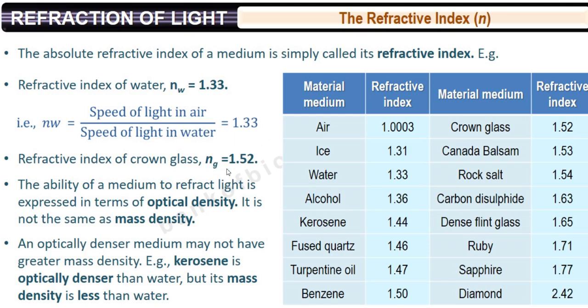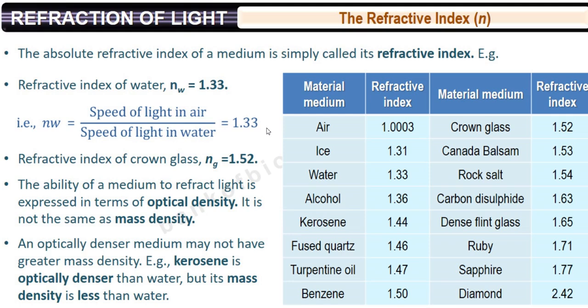The refractive index of ground glass is 1.52. How do we decode it? This simply means that the speed of light in air divided by the speed of light in ground glass will yield a value of 1.52. The ability of a medium to refract light is expressed in terms of optical density.